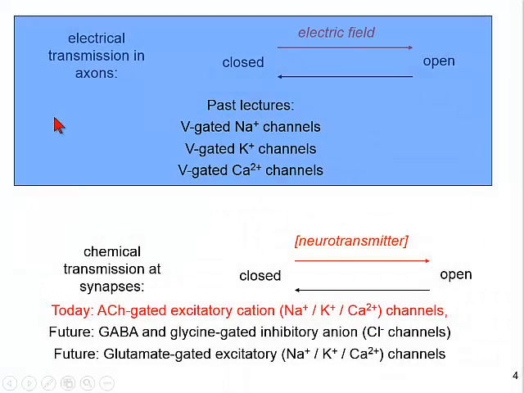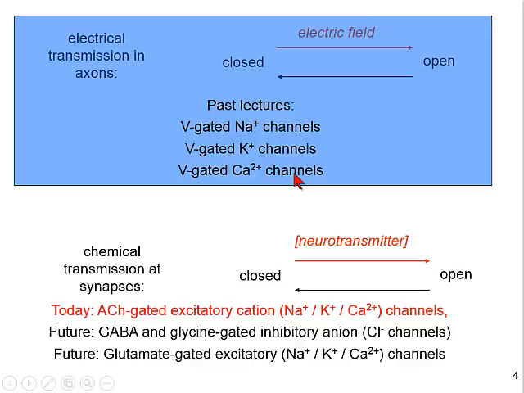So, up until now, then, we have discussed ion channels that are gated by electric fields, or more precisely by changes in the electric field. We've talked about voltage-gated sodium channels and voltage-gated potassium channels and voltage-gated calcium channels. And one of you asked quite presciently in the last lecture whether voltage-gated calcium channels could also support action potentials. The answer is yes under special circumstances.